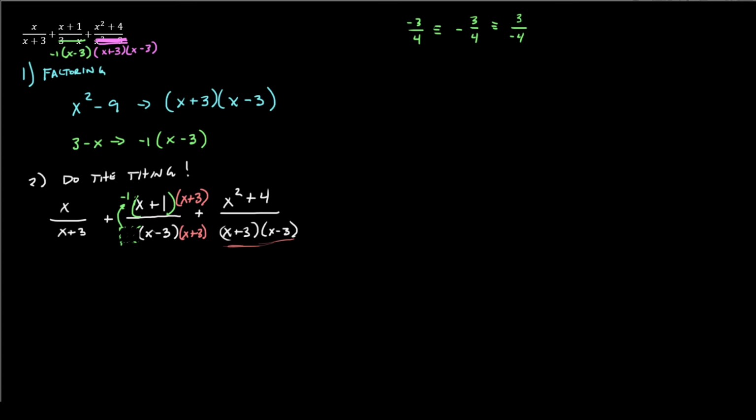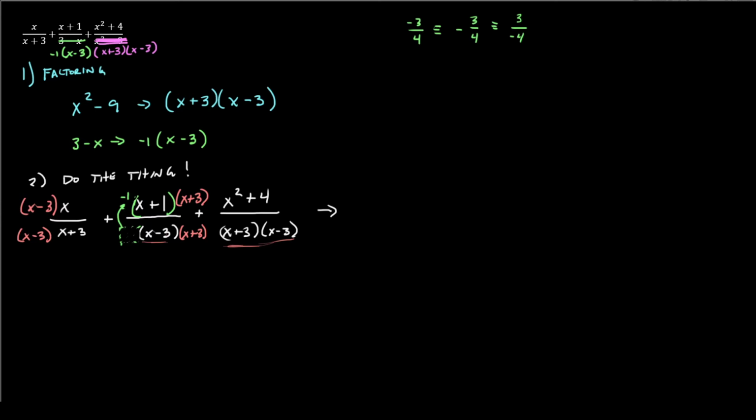Let's see. Okay, so the first one here has an x plus 3, but it's missing this x minus 3. So we're just going to put an x minus 3 on the bottom and x minus 3 on top so that we don't change the value. Alright, so now looking at our denominators, I have an x plus 3 and x minus 3. I have an x plus 3 and an x minus 3. And I have an x plus 3 and an x minus 3. Life is good.